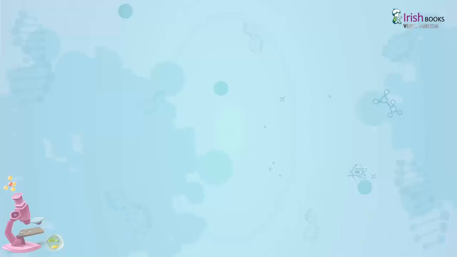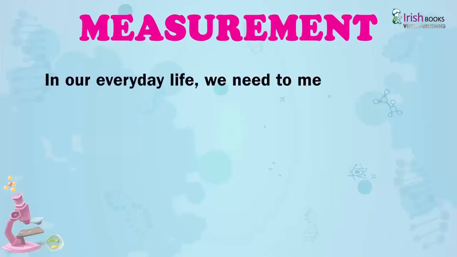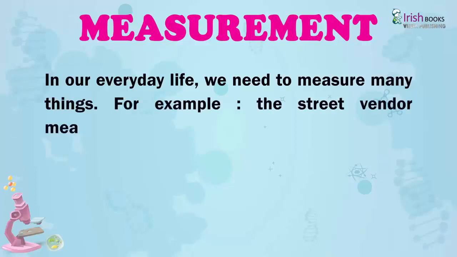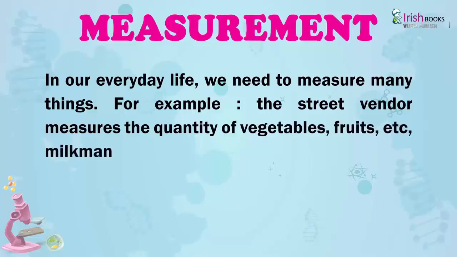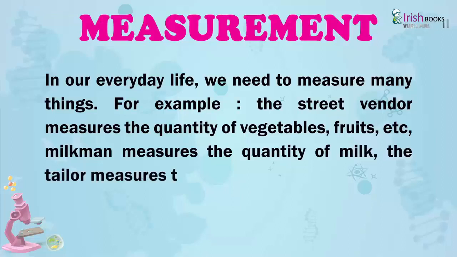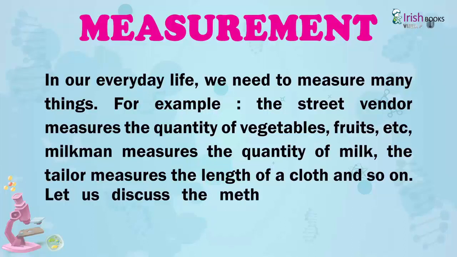Chapter 11: Measurement. In our everyday life, we need to measure many things. For example, the street vendor measures the quantity of vegetables, fruits, etc. The milkman measures the quantity of milk, the tailor measures the length of a cloth, and so on. Let us discuss the methods and units for measuring each of these.